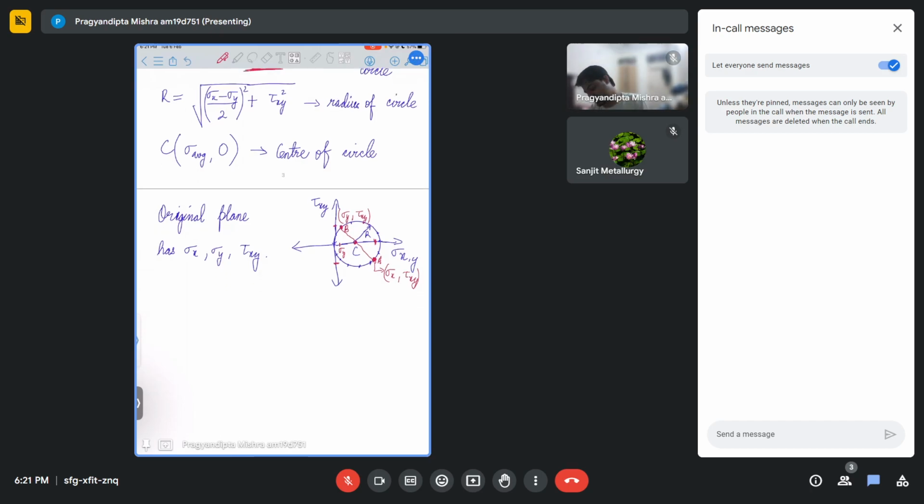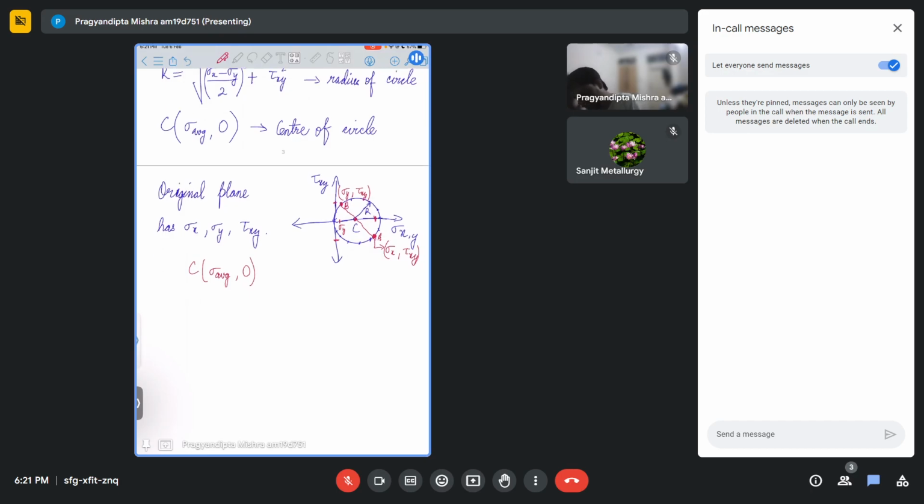So point C has sigma average comma 0, which is the center of the circle. Point A, in this scenario, I have taken as sigma x, tau xy, but it might be the other way around also. And point B is sigma y, tau xy.